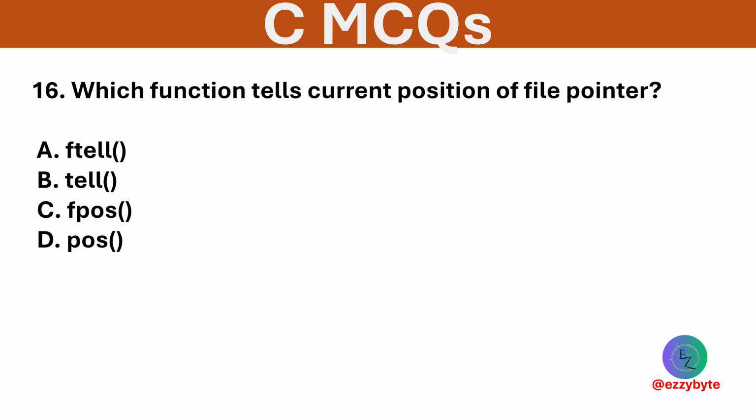Which function tells the current position of the file pointer? Options are ftell function, tell function, fpos function, and pos function. Option A is correct. The ftell function returns the current position of a file.